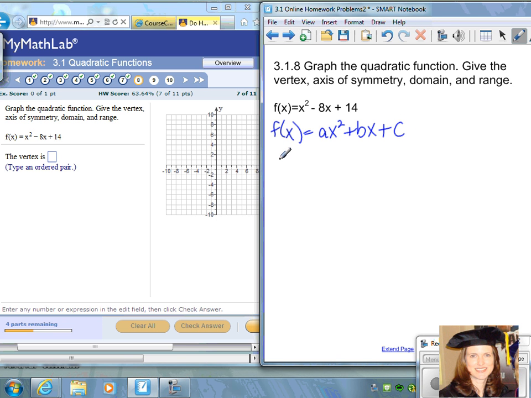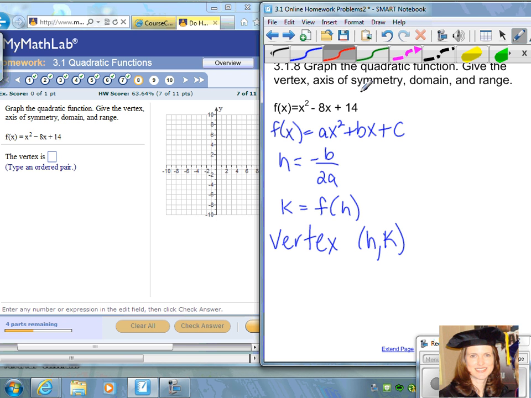The way you find the vertex is to find h, which is negative b over 2a. The way you find k, it's going to be f of h, so that will give you a vertex of h comma k.